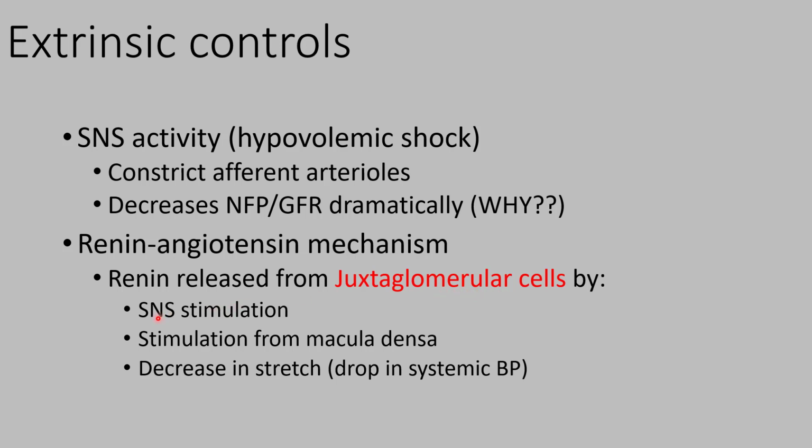Now we're going to say sympathetic nervous system stimulation causes renin to be released from the JG cells. Or when macula densa cells are stimulated, renin is released from the JG cells. Or when there is a decrease in stretch because of a drop in systemic blood pressure detected by the afferent arteriole, renin is released from the JG cells. So now that renin-angiotensin mechanism has come back. But it is coming back with much more detail.